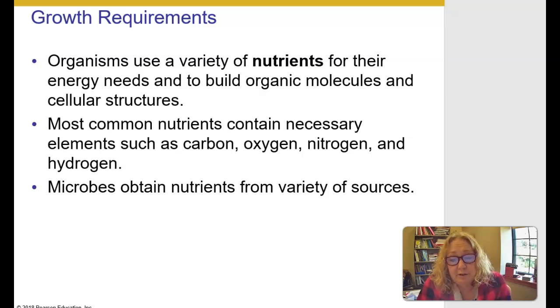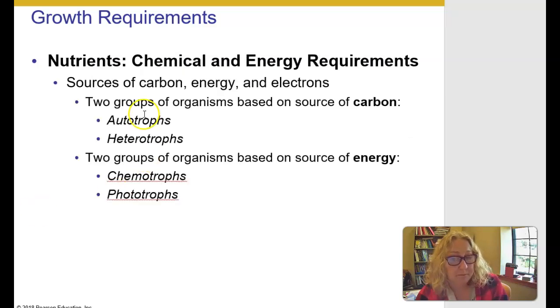Most common nutrients that are necessary for most bacteria: carbon, oxygen, nitrogen, hydrogen, and microbes out in the wild. Microbes in the wild obtain these nutrients from a variety of sources. Microbes in our lab obtain these from the growth plates or the broth that we use to rear them.